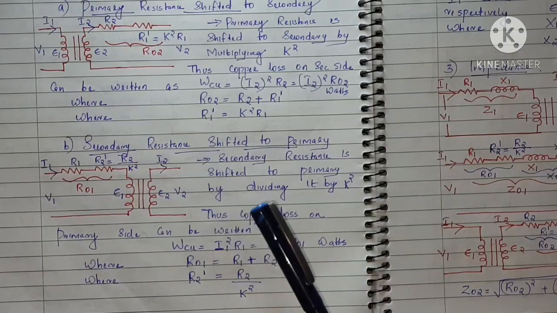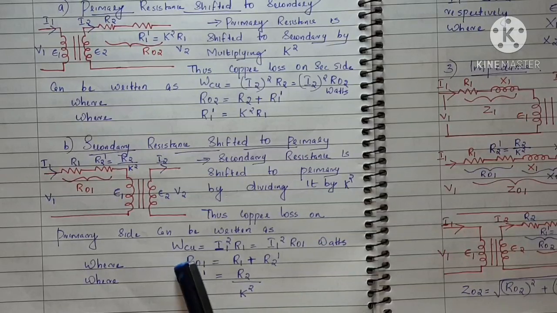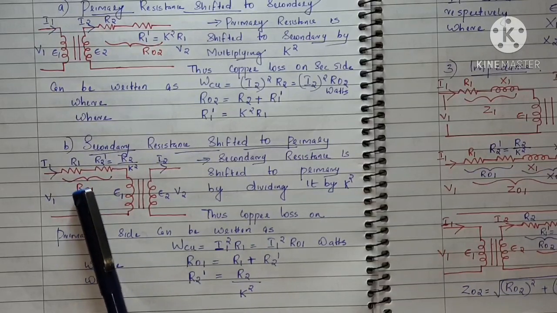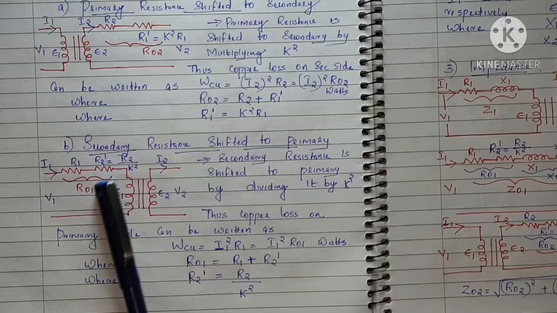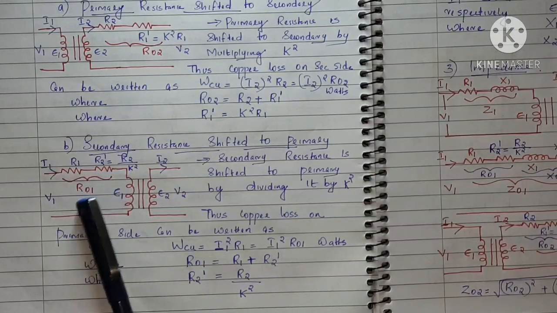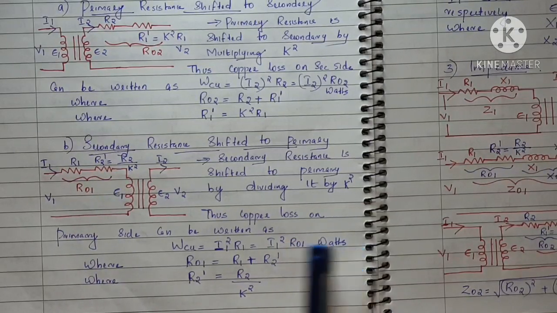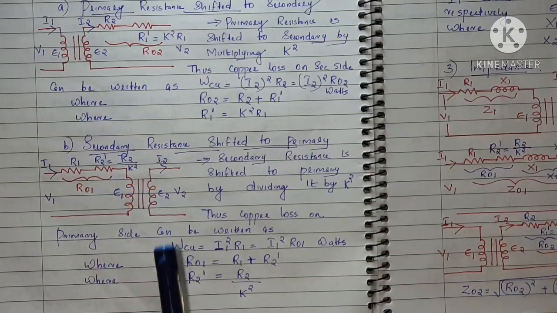Thus, copper loss can be written as WCU equal to I1 square on the primary side. So, I1 square into R1. R1 is nothing but R1 plus R2 dash, which makes R01. That is the primary resistance. R01 means R1 plus R2 dash. That is I1 square R01 watts. R01 is R1 plus R2 dash, and R2 dash is equal to R2 by K square.